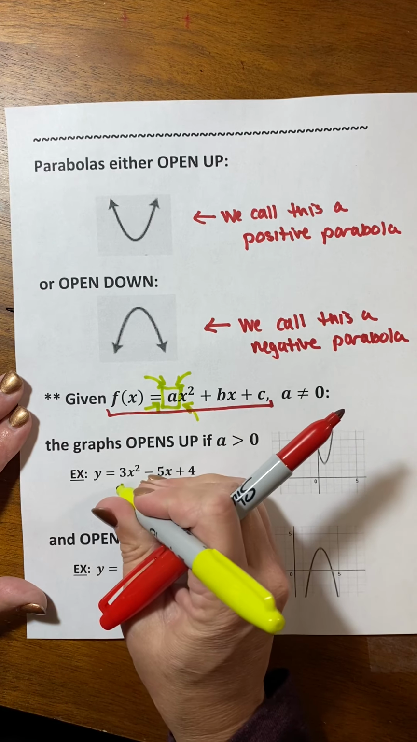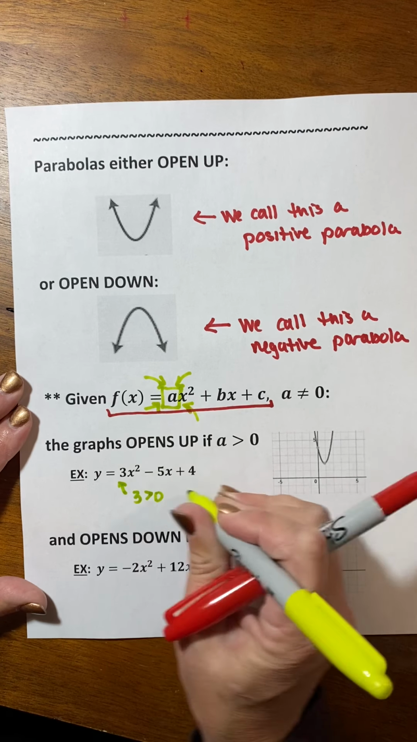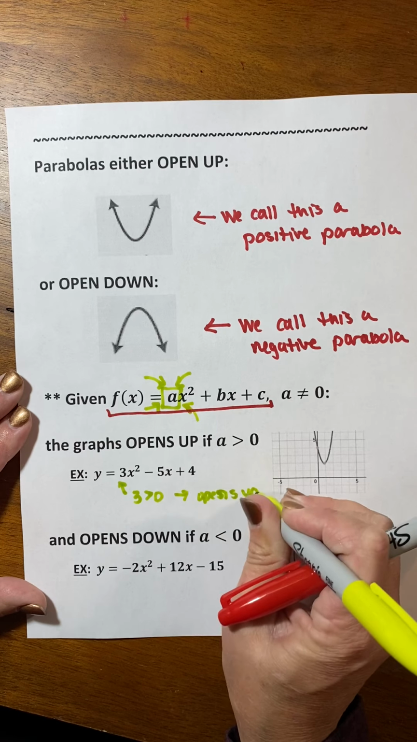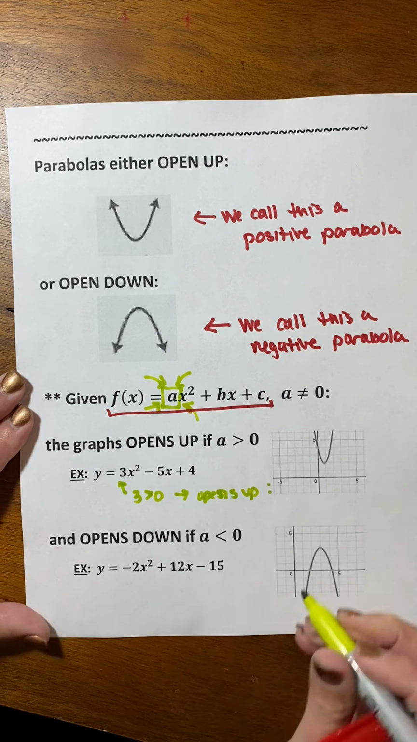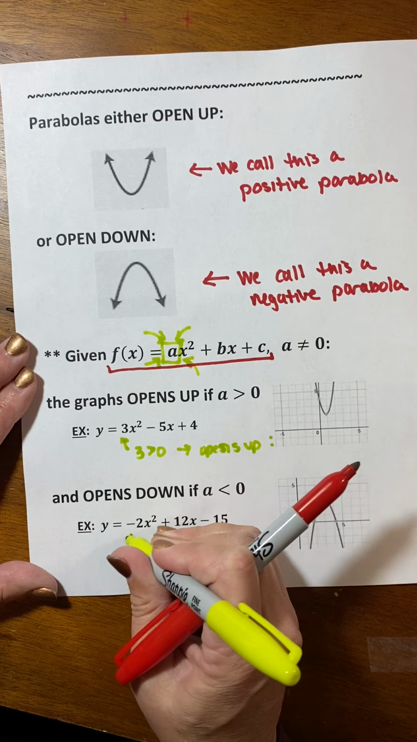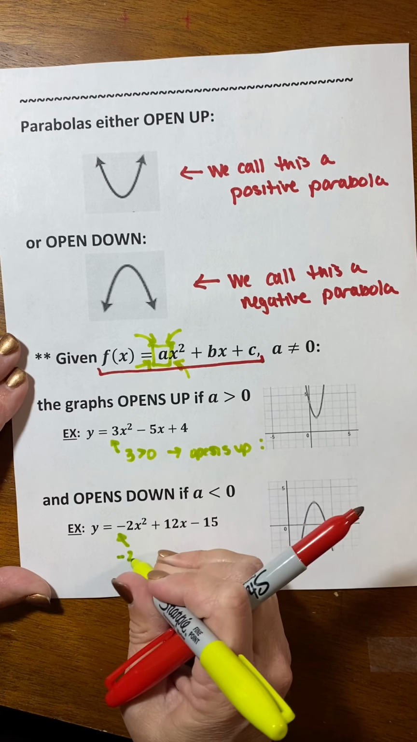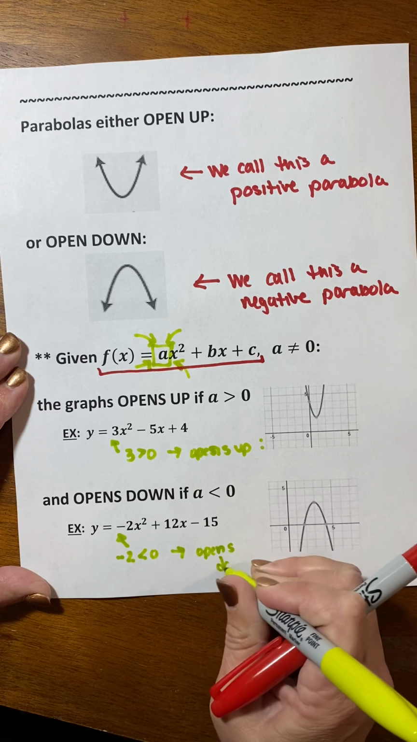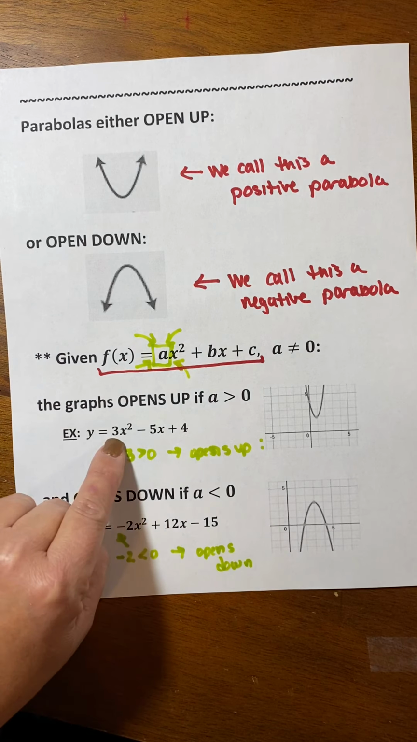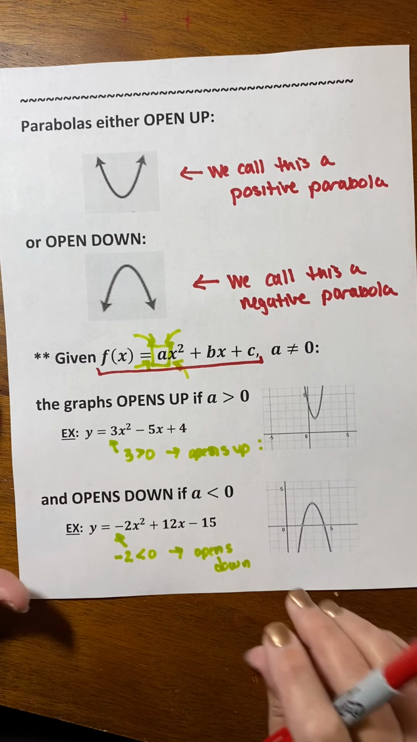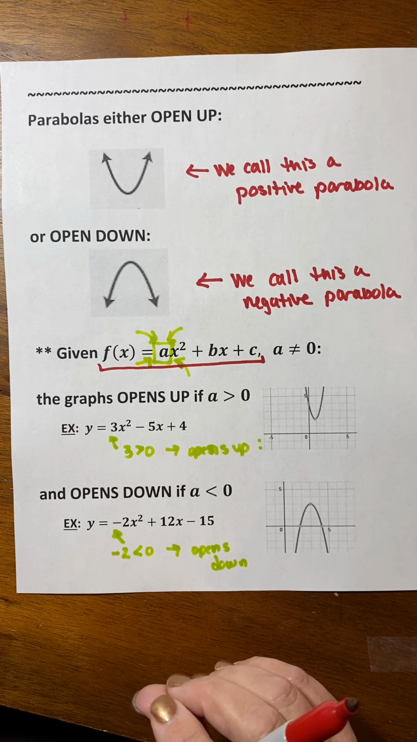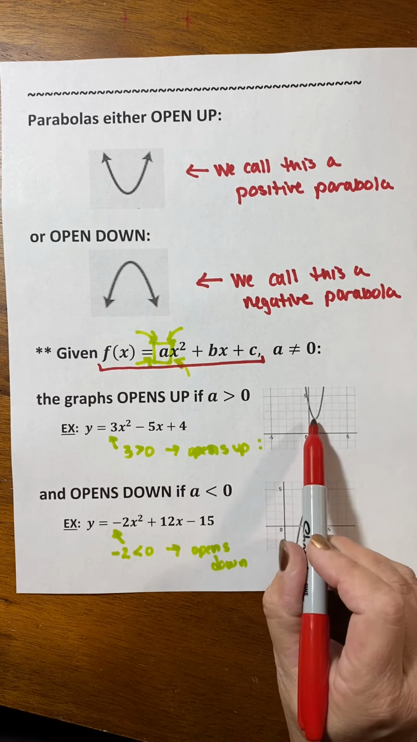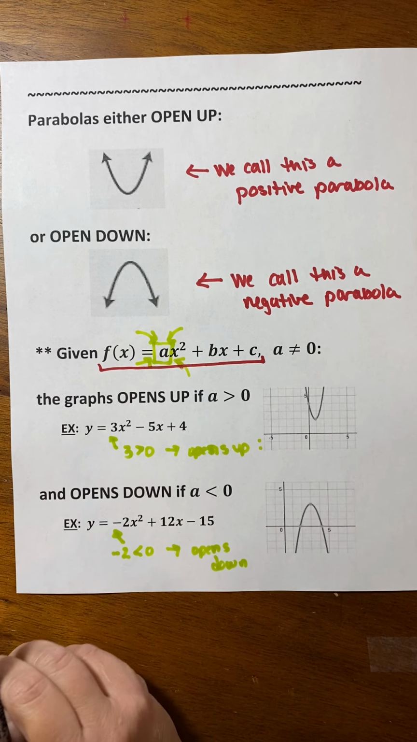So here, 3 is greater than 0, so it opens up. And there's the graph of that one. Here, -2 is my leading coefficient, and -2 is less than 0, so it must open down. So before we even graph it, we know that this one's going to open up and that one's going to open down just based on that leading coefficient. All right, let's next try to find, how can we find the vertex?